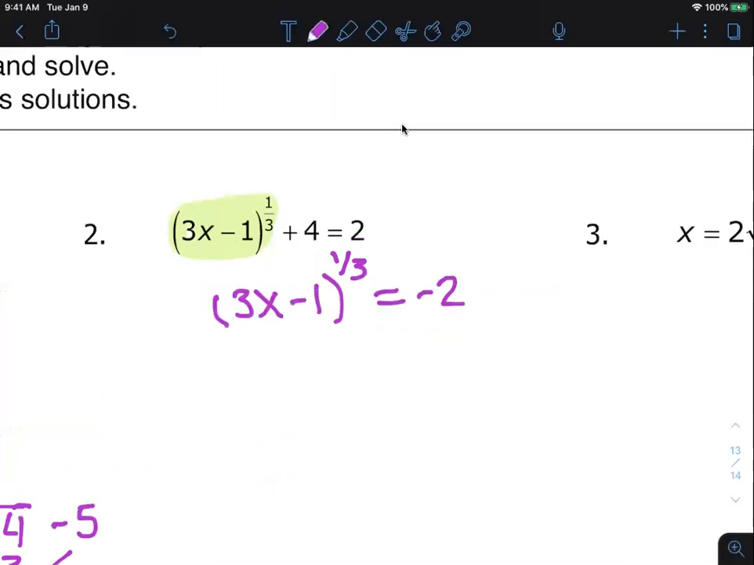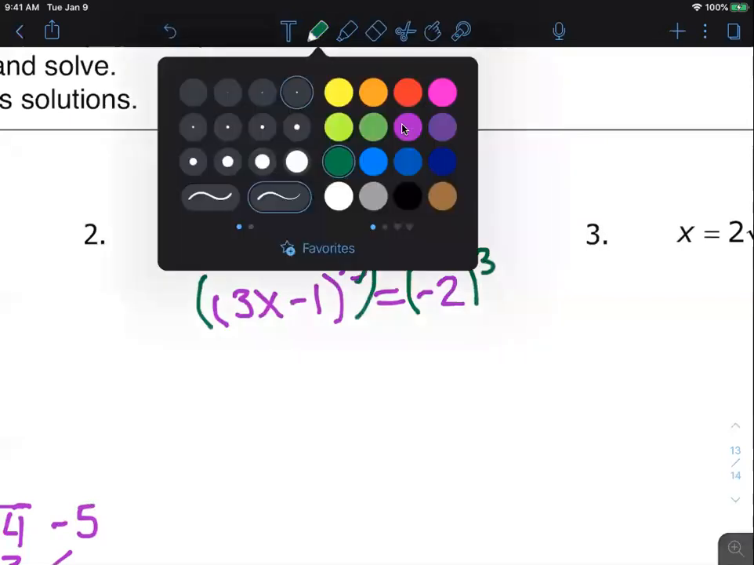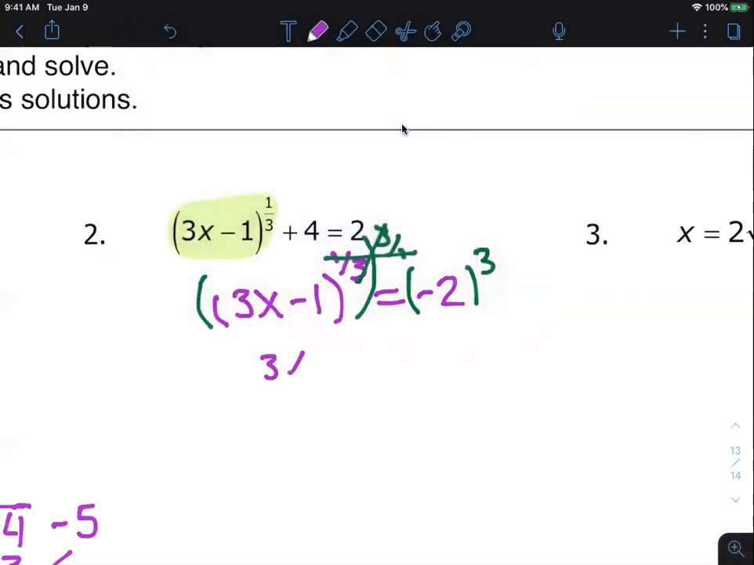Okay, now to undo the fraction 1/3, we have to go ahead and raise it to the 3/1. That's going to be the reciprocal exponent because 1/3 times 3/1 is just 1. So these cancel here. Whatever you do to one side, you have to do to the other side. 3/1 is just 3, so I'm just going to put a 3 there. It makes it easier to look at. So I'm left with just 3x minus 1. Negative 2 to the 3rd power is negative 2 times negative 2 times negative 2. So 3 negatives make a negative. And then from there, I'm just going to continue to solve.